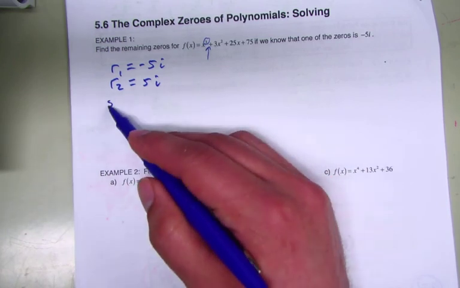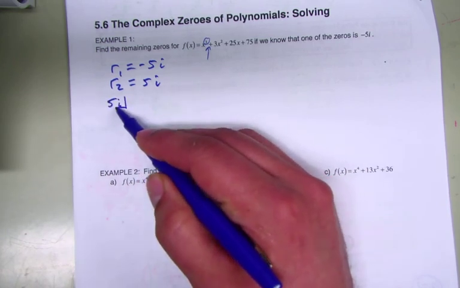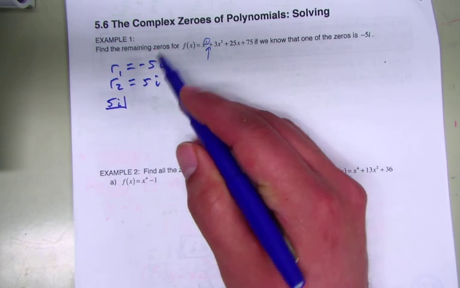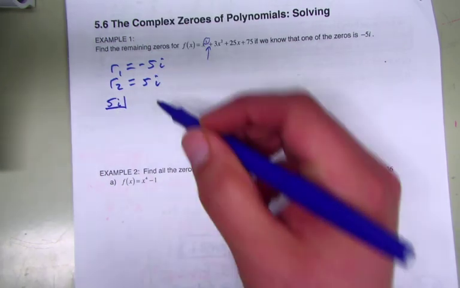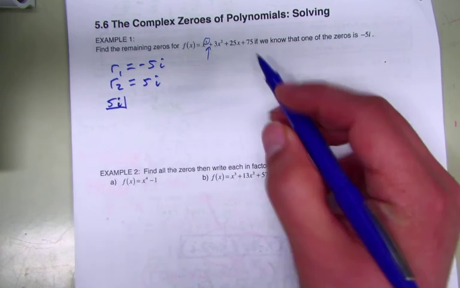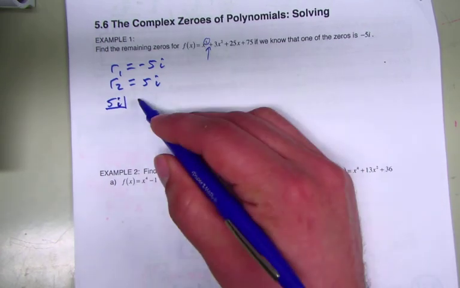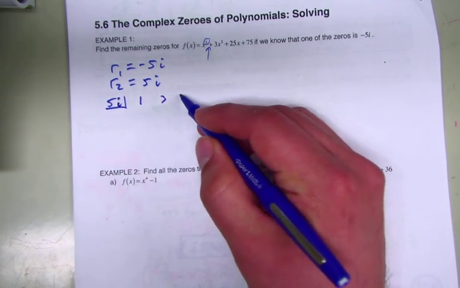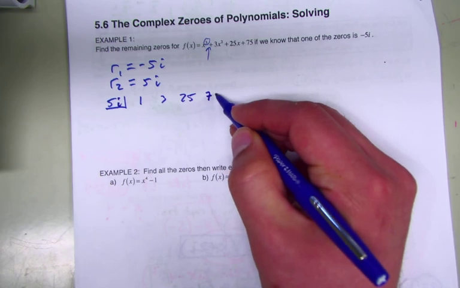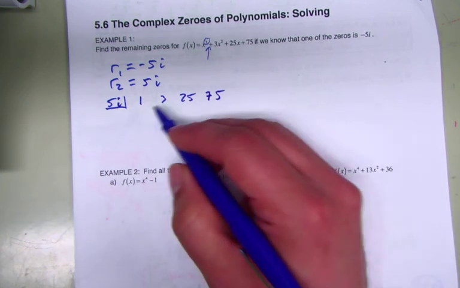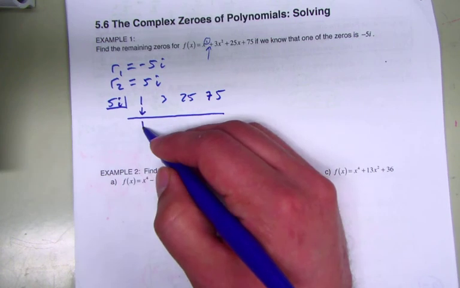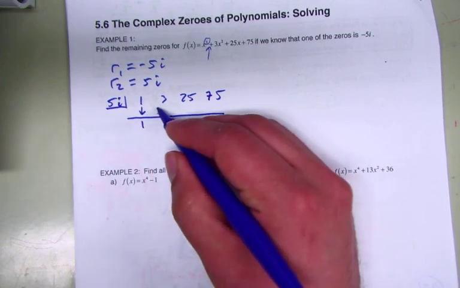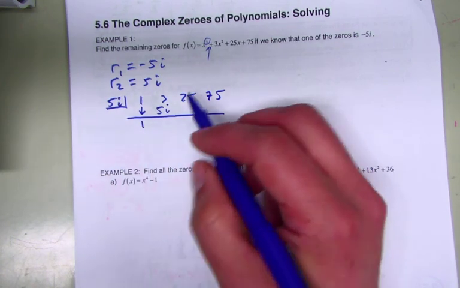Synthetic division. Instead of putting like negative 5 and 5 in the box, you would just include the i when you divide. So no different than what we've been doing. And then you write down the coefficients. So 1, 3, 25, 75. First step, you bring down the 1. Multiply, you get 5i.